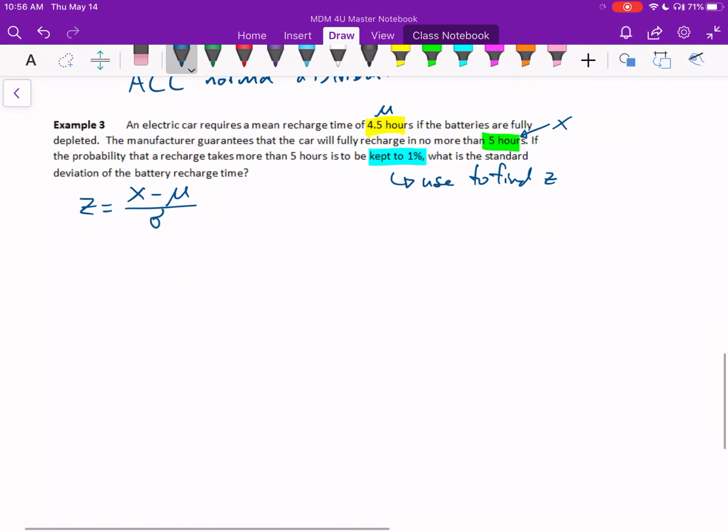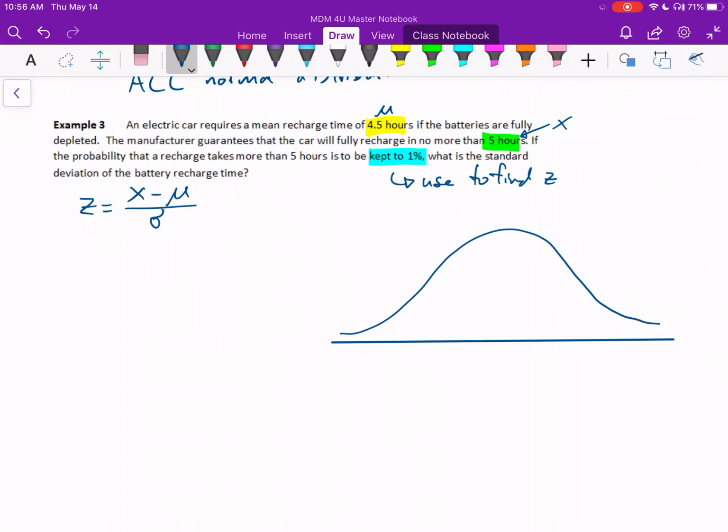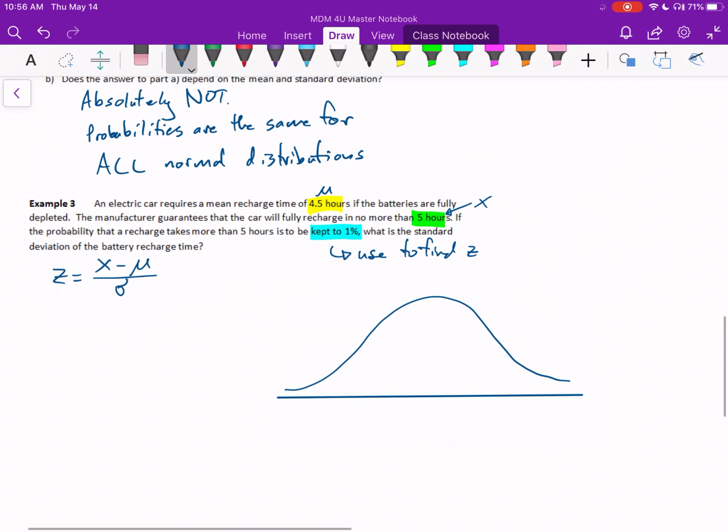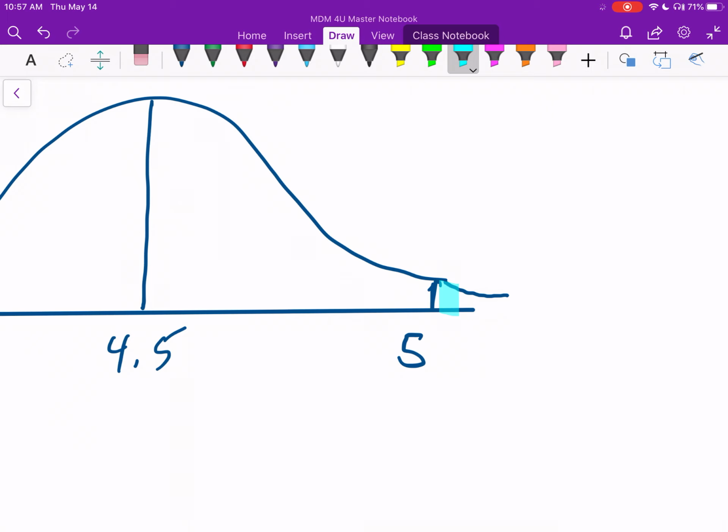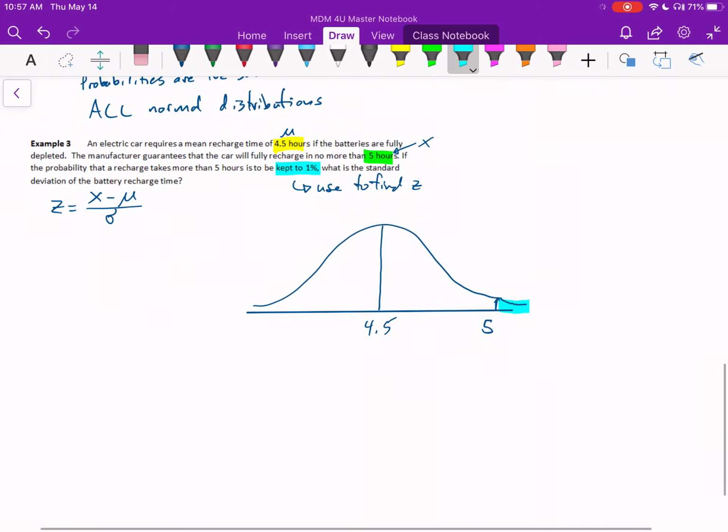Let's look at a sketch and think about it. That's almost my best one yet. Mu, 4.5 hours. X, 5. We want 1%. We want to have 1% or less greater than 5 hours. So it's going to need to be really close up to the end here, isn't it? So 5 would have to be here in order for this to be 1%. We want that to be 1%.